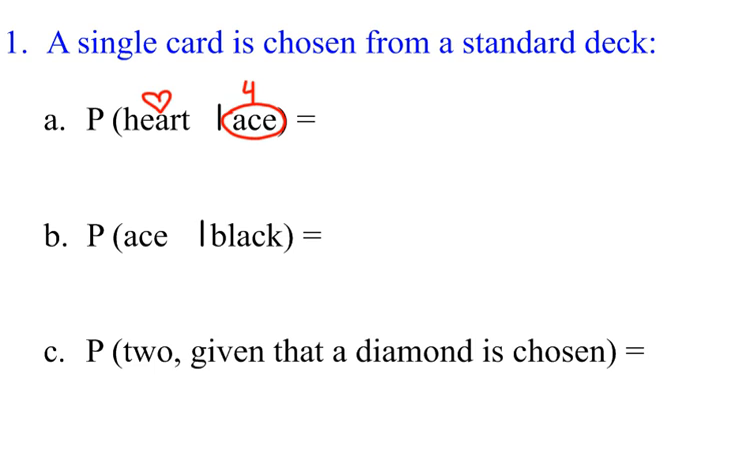Of those 4 aces, there'd be 1 from each suit, right? So hearts, diamonds, clubs, and spades. Since there's 4 choices there, the probability that one of those is a heart is 1 out of the 4. So that's considered a conditional probability.